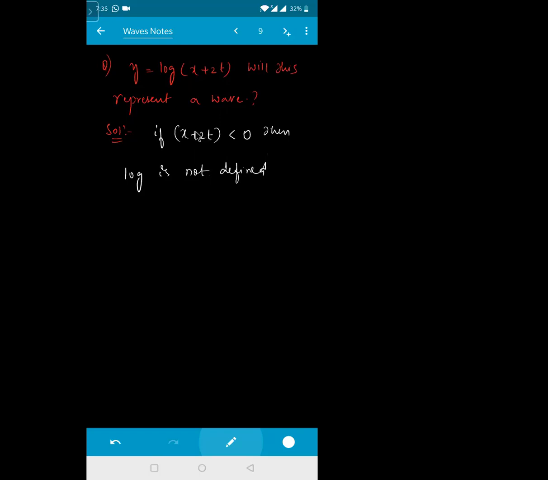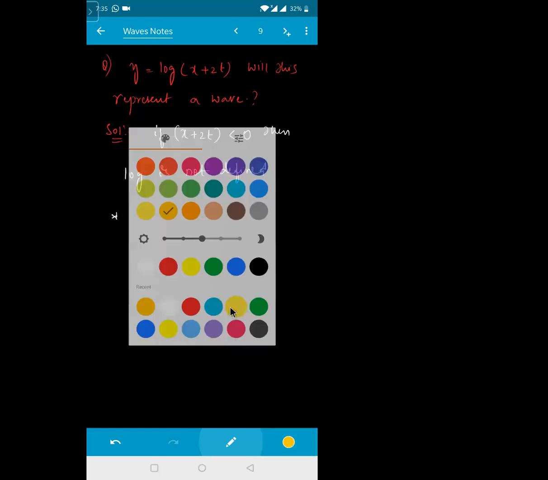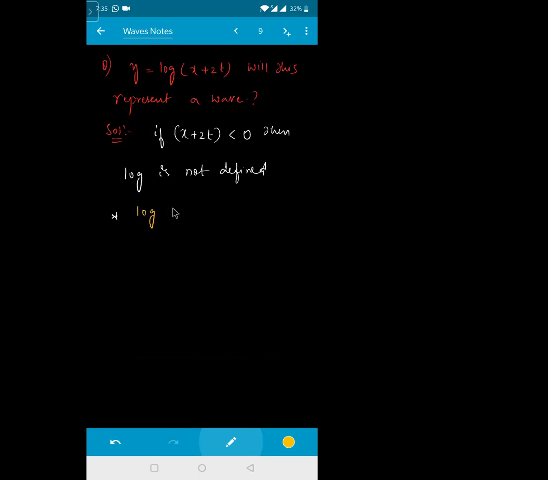So we know that y should be defined for all the values of x, but now it is not obeying that. So will it be a wave or not? It is not a wave. I hope everyone got it. So I'm writing that point very clearly here. Log is not defined for negative values. If any BPC students are there, make note of that. For them, I am writing: log is not defined for negative values.